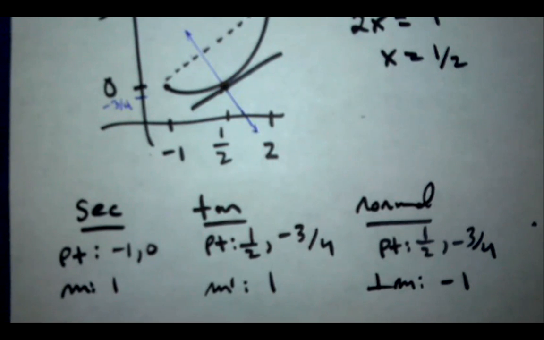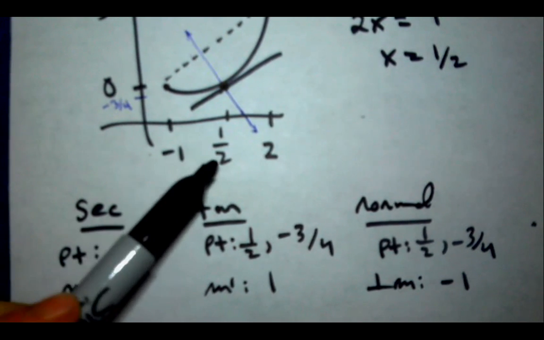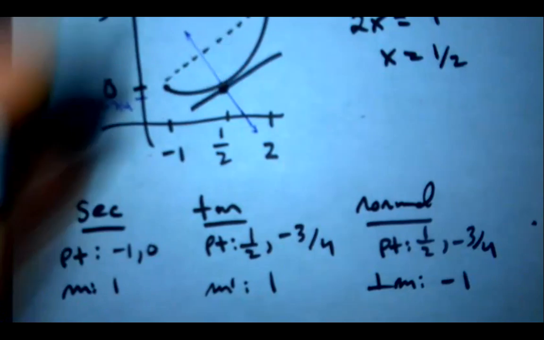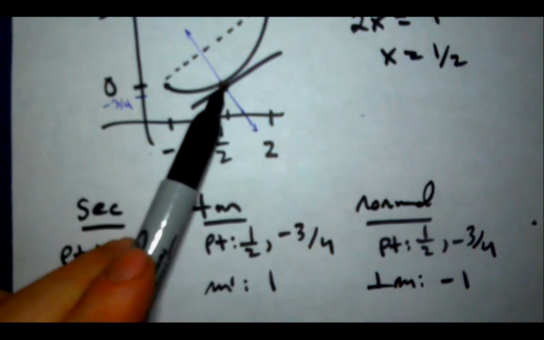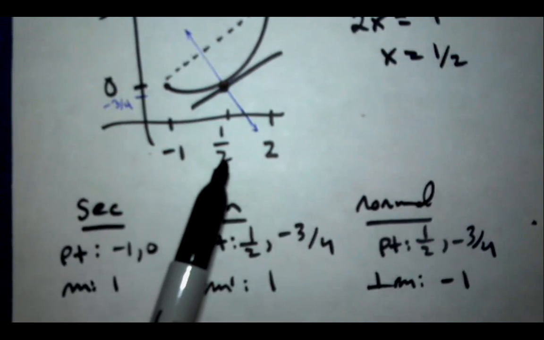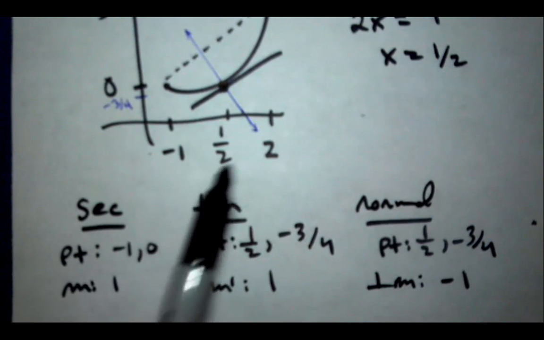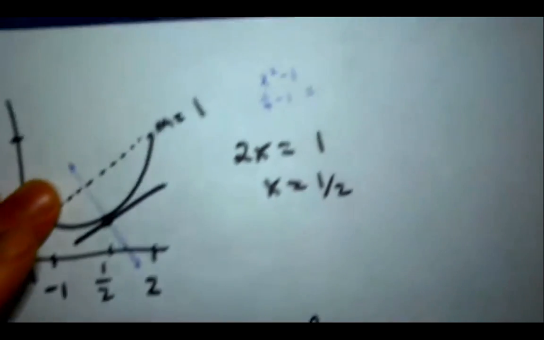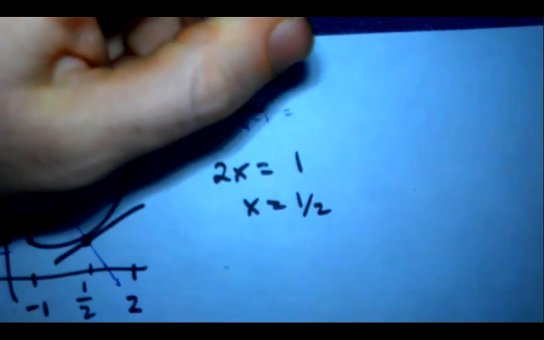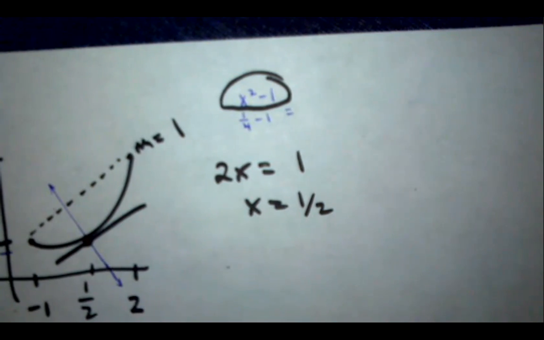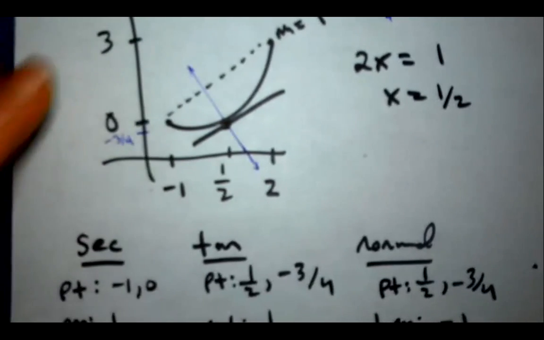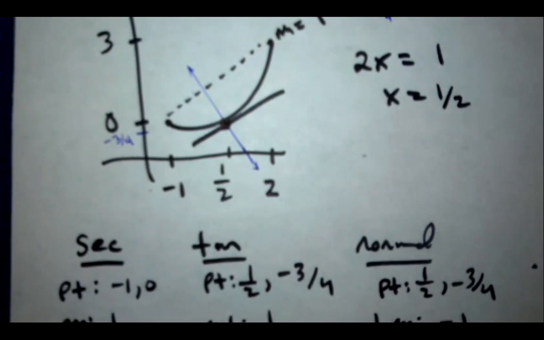Okay. Questions there? How did I get -3/4? I plugged in 1/2. So here's the point in question. I'm trying to find the y value for that tangent point. I know the x value, that's the value c, 1/2. So I plugged 1/2 into the original equation, and that gives me the y value that goes along with it. So if I plug in 1/2, it gives me 1/4 minus 1, and 1/4 minus 1 is -3/4.